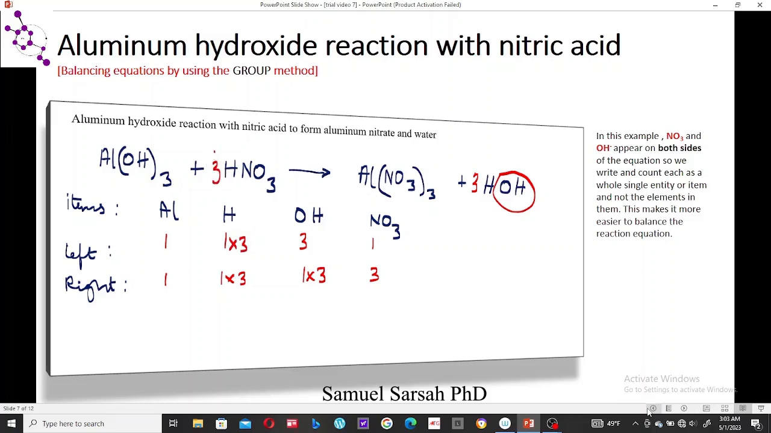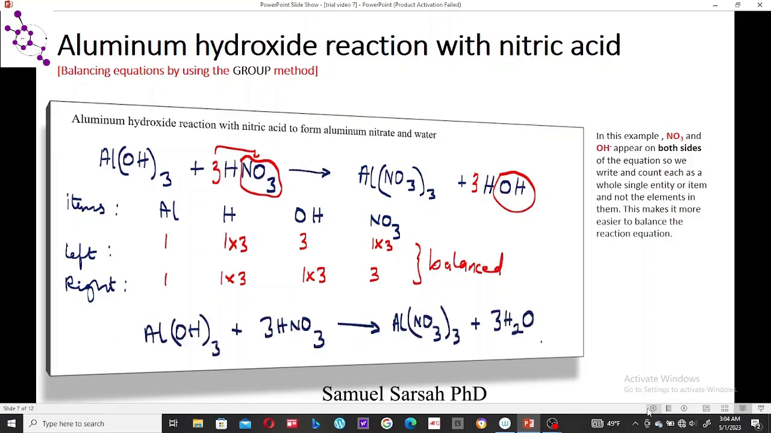This 3 also affects the NO3. So that means we need to multiply this by 3, which takes care of itself. So everything is balanced now. So now we can rewrite the equation again. That is, we have, okay, so we are done. The equation is balanced.